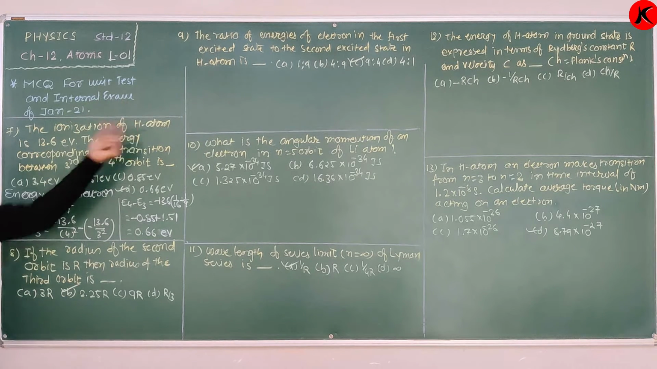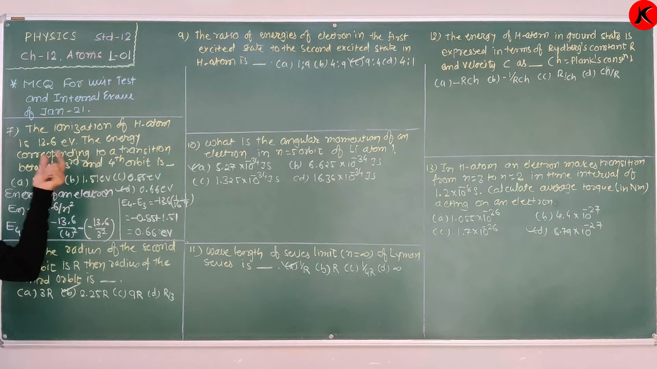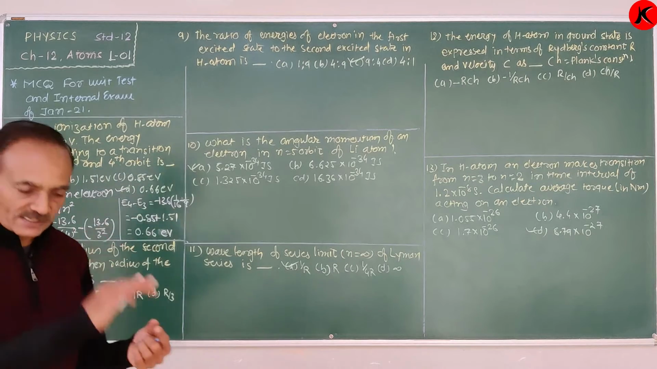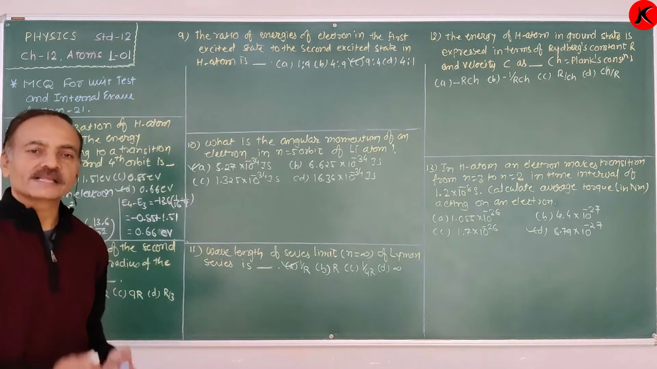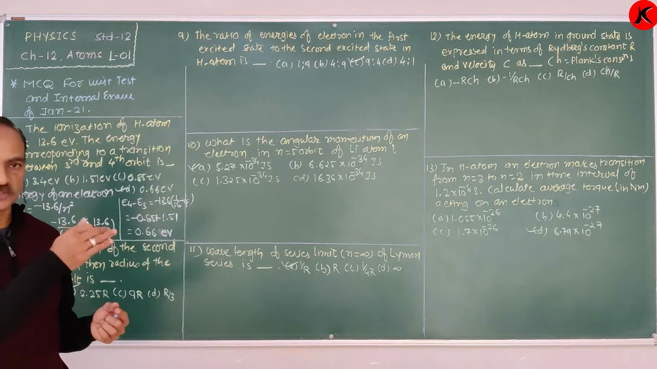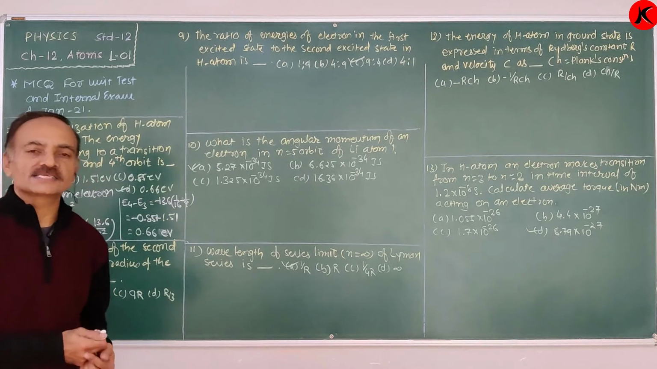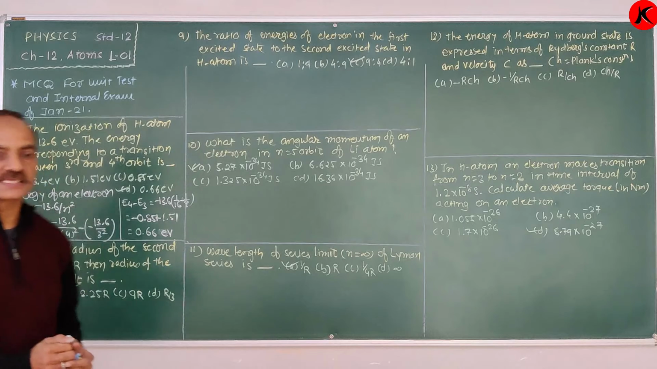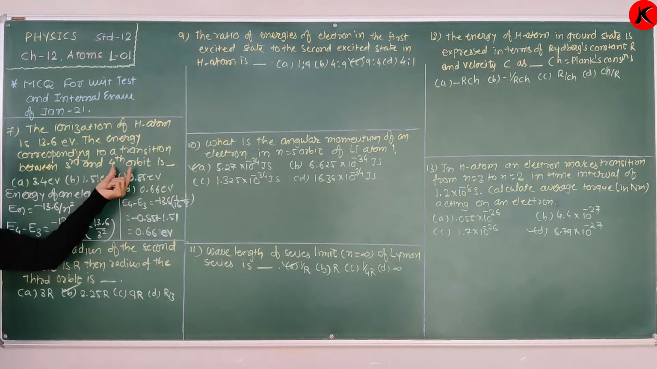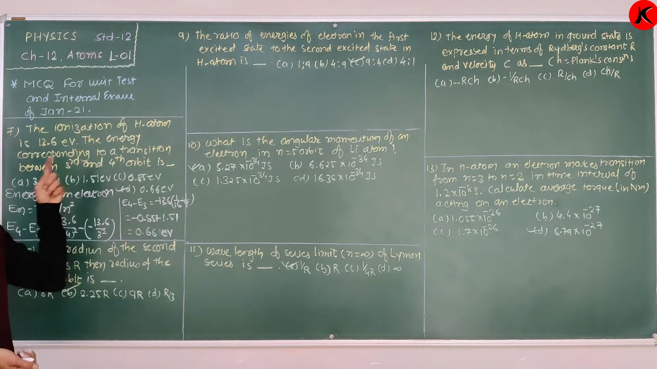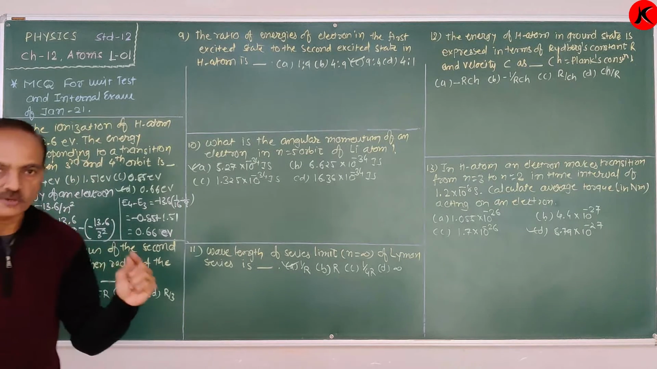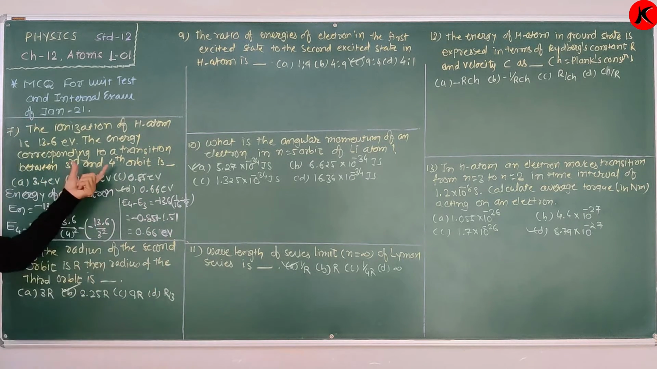Again, the ionization energy of hydrogen atom is 13.6 electron volt. The energy corresponding to a transition between third and fourth orbit is? So here the electron makes the transition from third to the fourth orbit, that means from the lower energy orbit to the higher energy orbit. How much energy is required? The energy required for this electron to make the transition from third to the fourth orbit is equal to the energy difference between these two orbits.